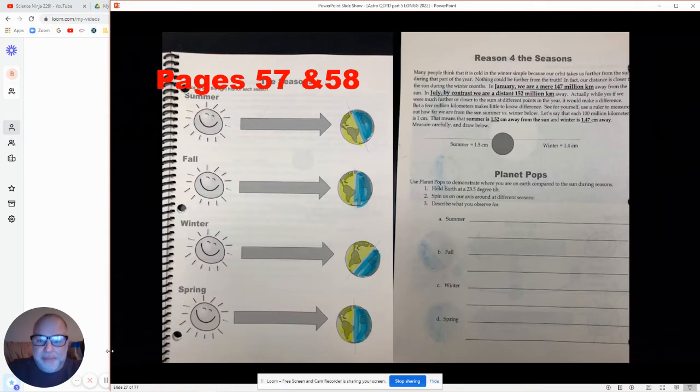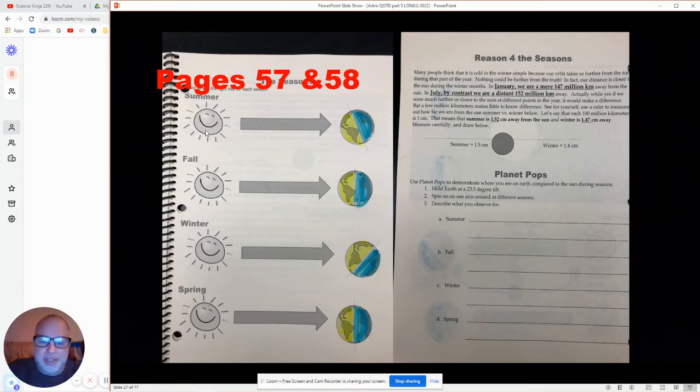All right. You can go over to pages, well, this year at least it's 57 and 58. It might be slightly different depending on what year you're in for us. But this page right here, we're going to call it page 57. All that you need to do is it's trying to show you the difference between summer, fall, winter, and spring for where we live in the northern hemisphere.